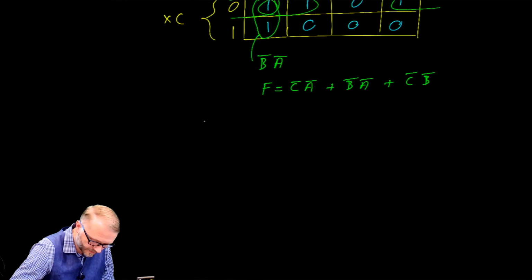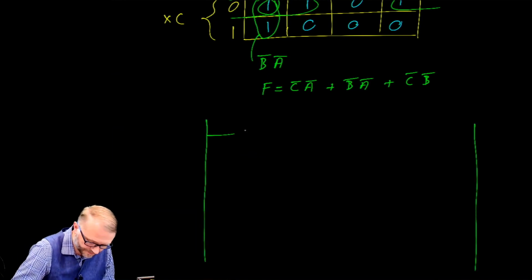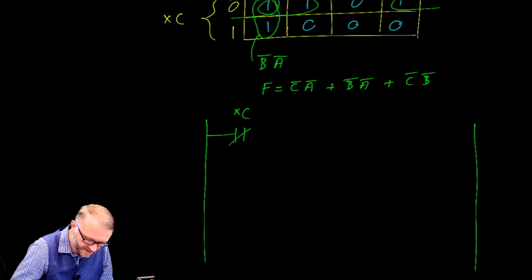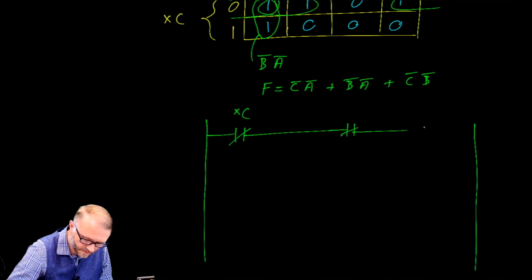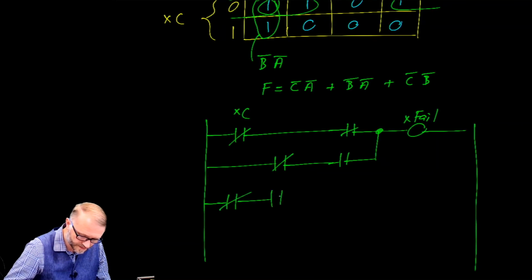From there, we could construct ladder logic. So here, this is the Boolean C, so C naught, A naught leads to fail. This one is B naught, A naught is a failure, and this one is C naught, or excuse me, C naught, B naught leads to a failure.